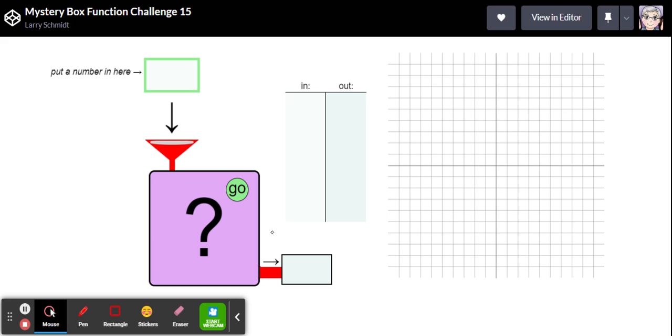In the purple mystery box, there's some math. That math will transform whatever numbers you put into the top and crank out something different on the bottom. Your job is to figure out what is inside that mystery box. What is the math? We'll keep track of your ins and outs in this chart, and we'll even graph them as points in case that graph might help you find the answer.